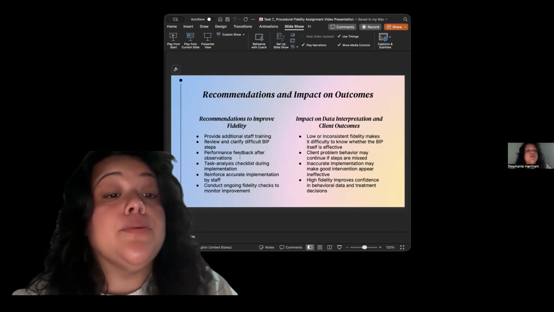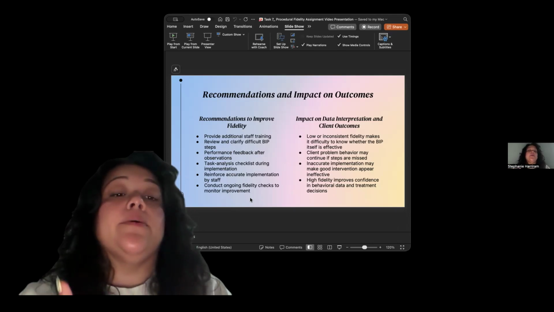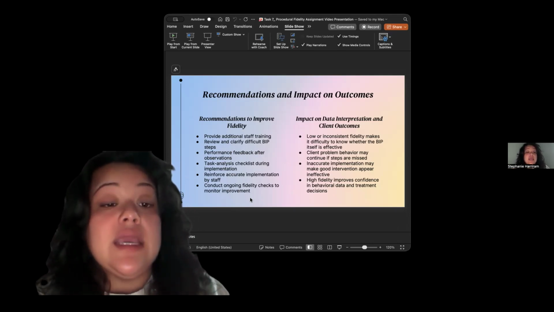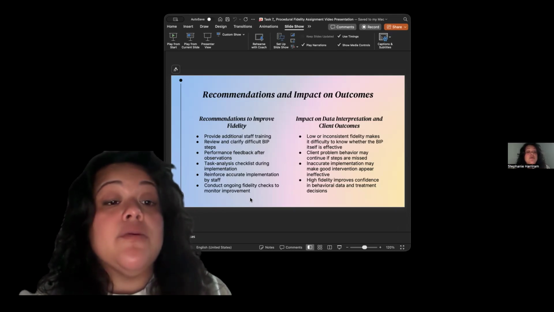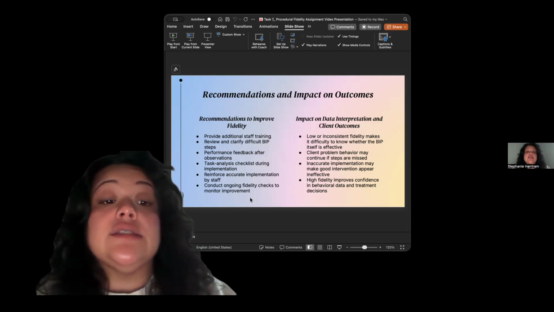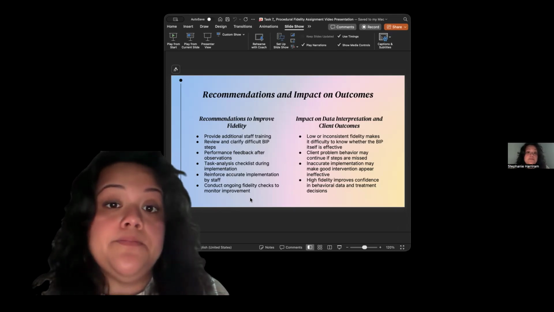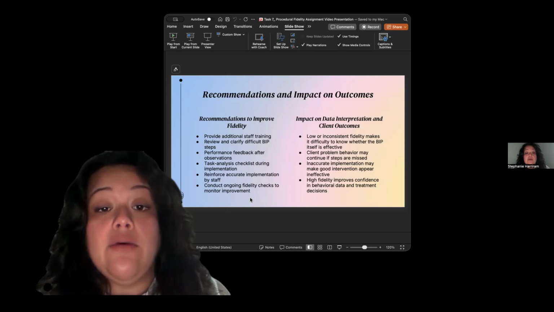We can also provide performance feedback after observation so that the person implementing the intervention can understand where their errors lie. We can also provide task analysis checklists during implementation to accurately understand all the procedures and ongoing fidelity checks to monitor improvement. Now, what kind of impact does the data have on client outcomes?